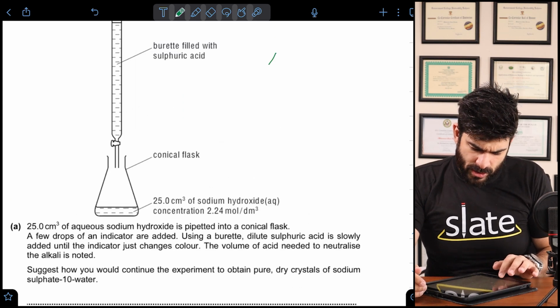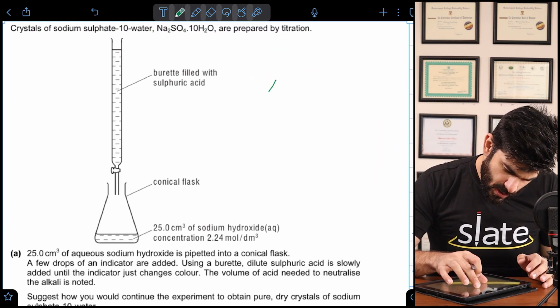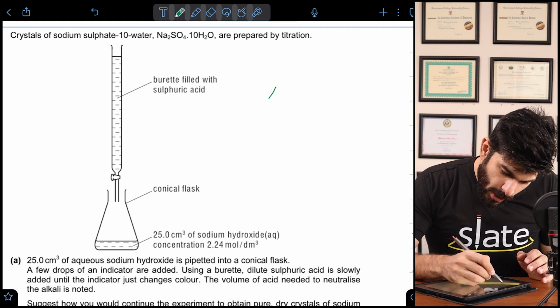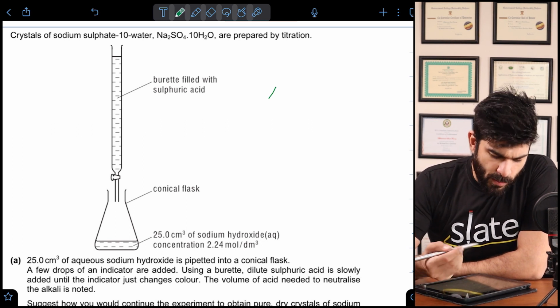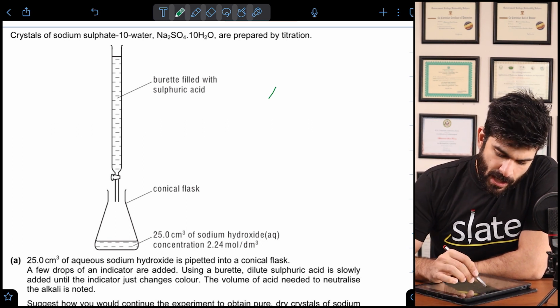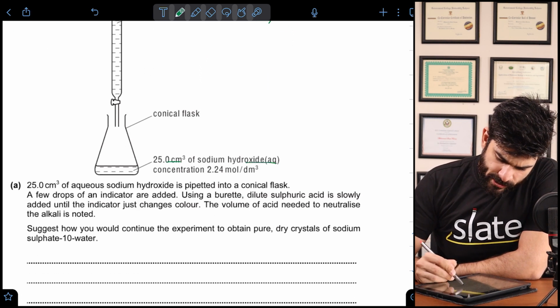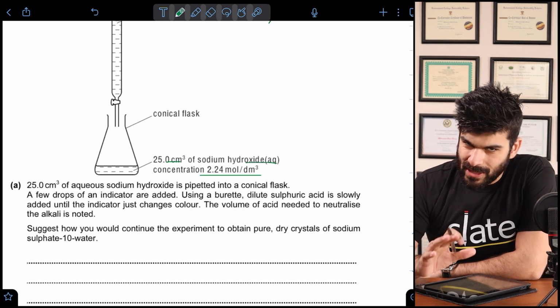So let's see a past paper question in this regard. This is again a question of hydrated salts. Crystals of sodium sulfate, 10 water, which is decahydrate, are prepared by titration. 25 centimeter cube of sodium hydroxide having concentration of 2.24 mole per dm cube. That's the concentration.